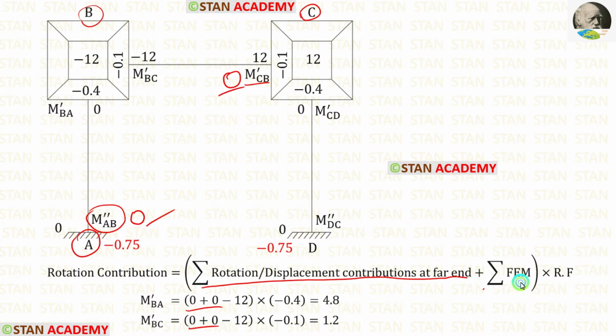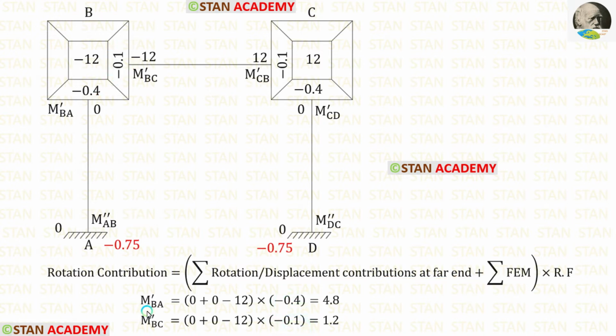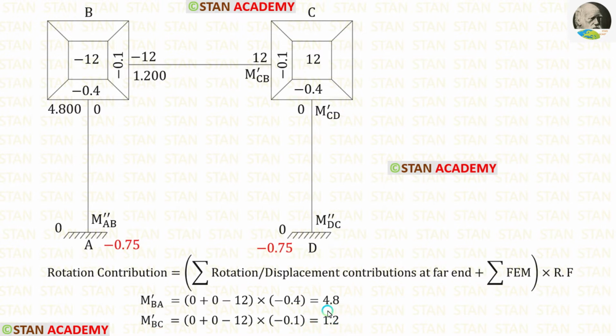The summation of fixed end moments is minus 12. The rotation factor for BA is minus 0.4 and for BC is minus 0.1. After the calculation for M dash BA we are getting 4.8 and for M dash BC we are getting 1.2. Let us apply M dash BA and M dash BC.